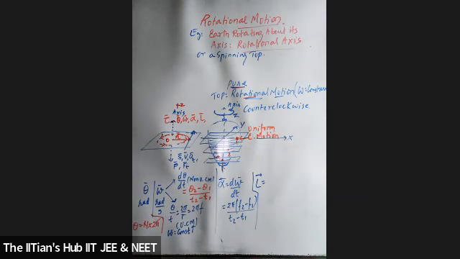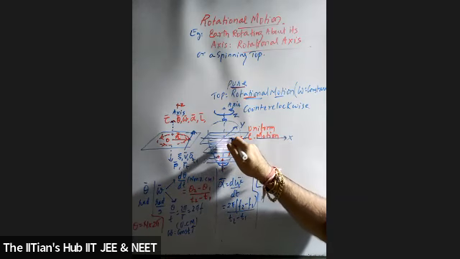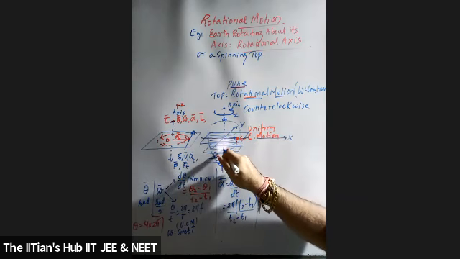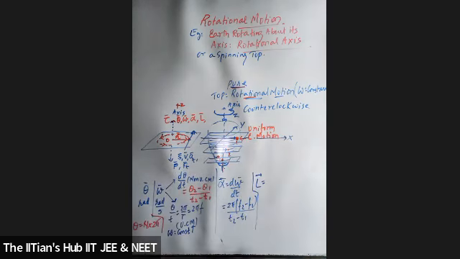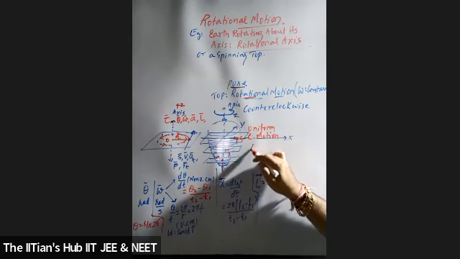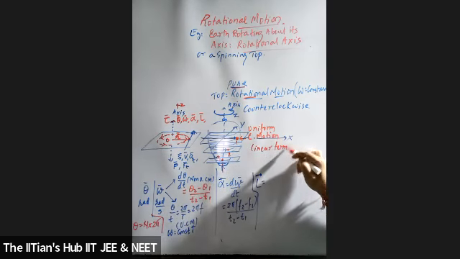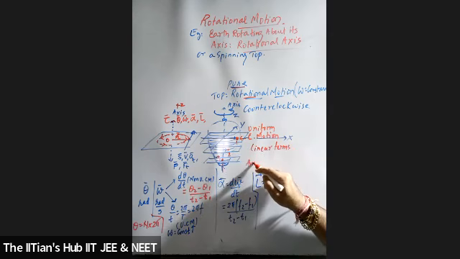Now, if we compare 1 and 2, have a look at 1. Is 1 closer to the axis or is 2 closer to the axis? 2 is closer to the axis. So tell me, what about the linear terms? Listen carefully, students. What about linear terms? And what about angular terms?